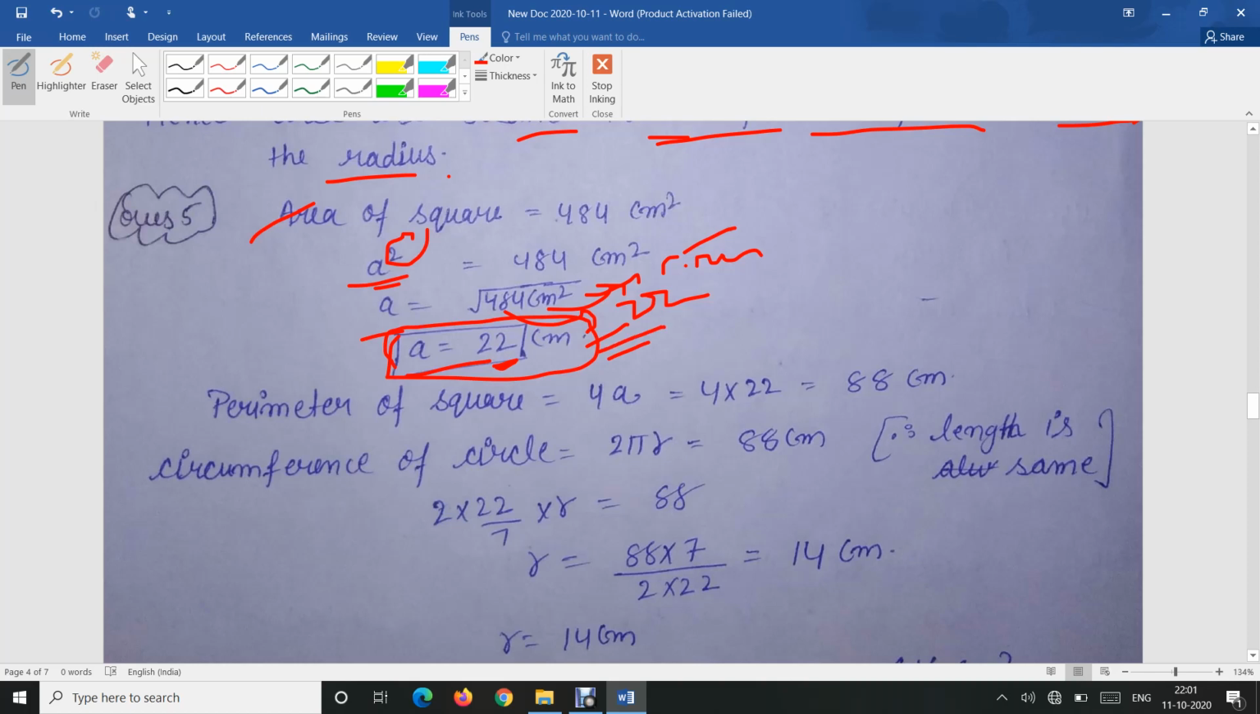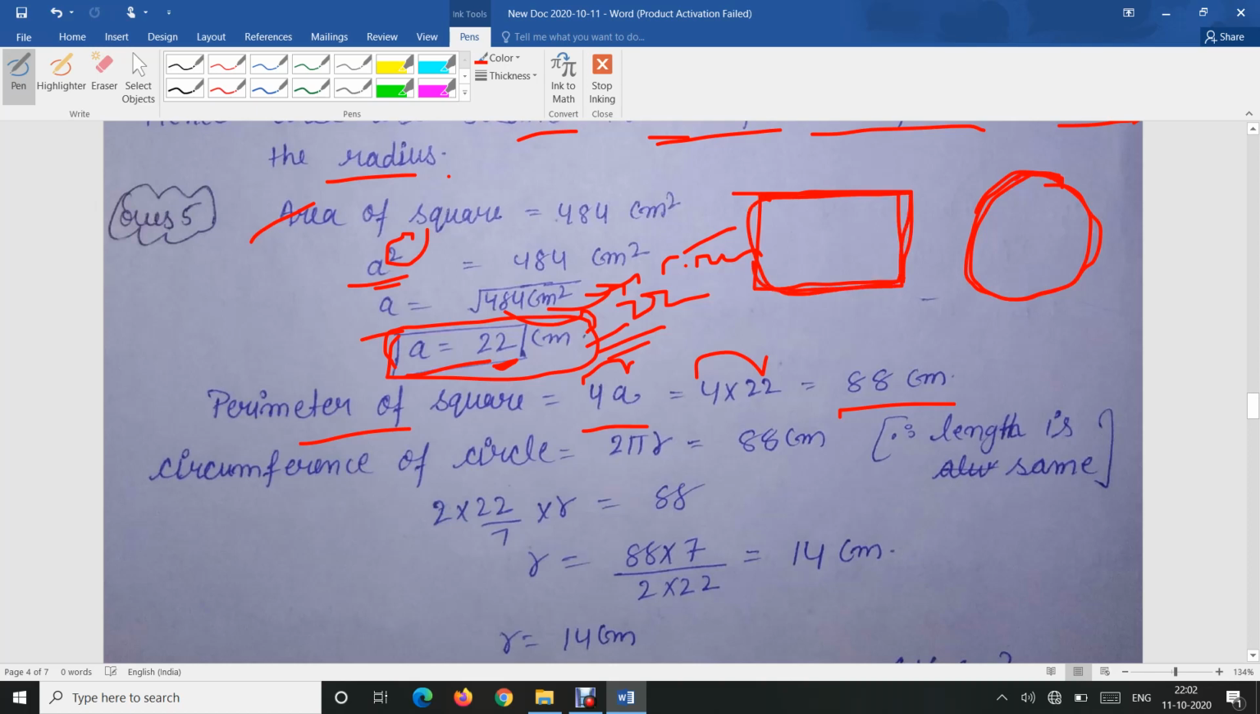Now you have the side of the square, so by using this side you can find the perimeter of the square, which will be equal to 4a. So 4 multiplied by 22 is equal to 88 centimeter. As given in this question, you are using the same wire. If you are using the same wire, then the length remains the same. And if we are talking about the length, then we are talking about the circumference or perimeter. So the circumference of the circle is equal to the perimeter of the square. So the circumference of the circle is also 88 centimeter.